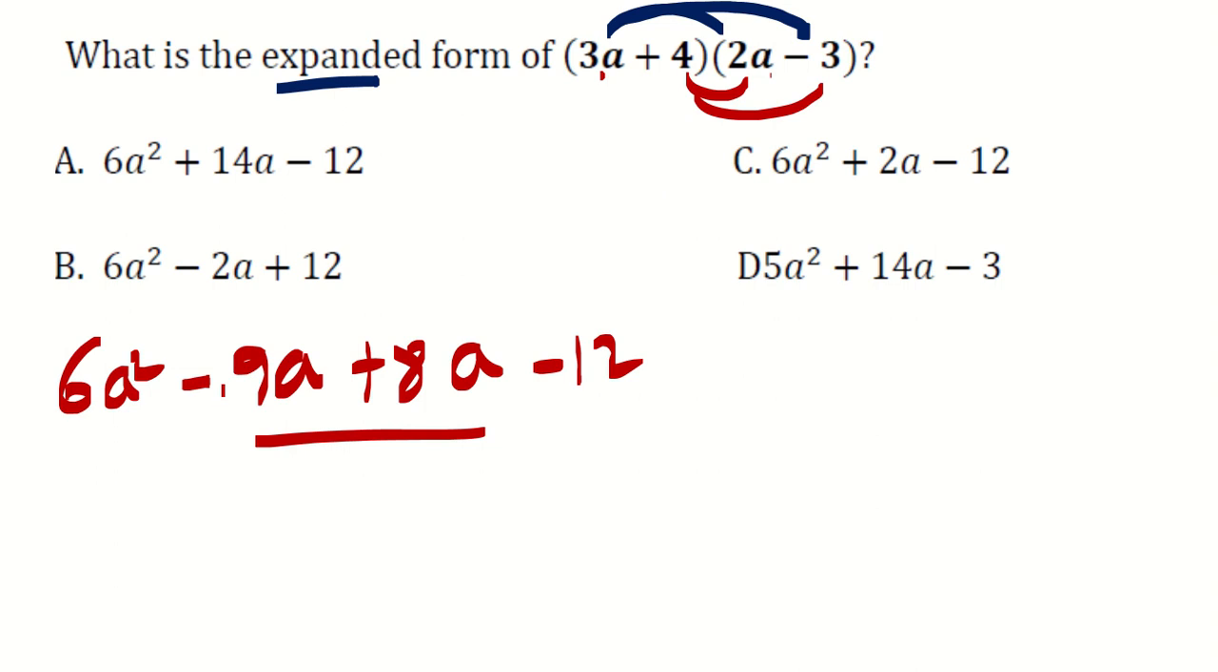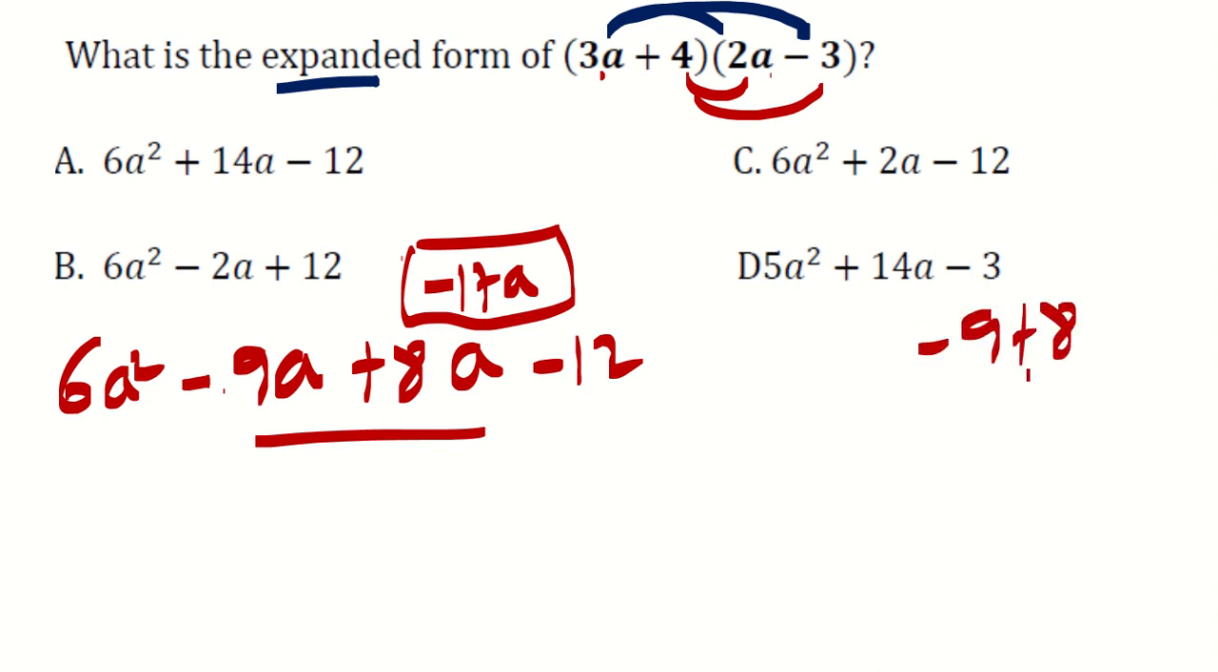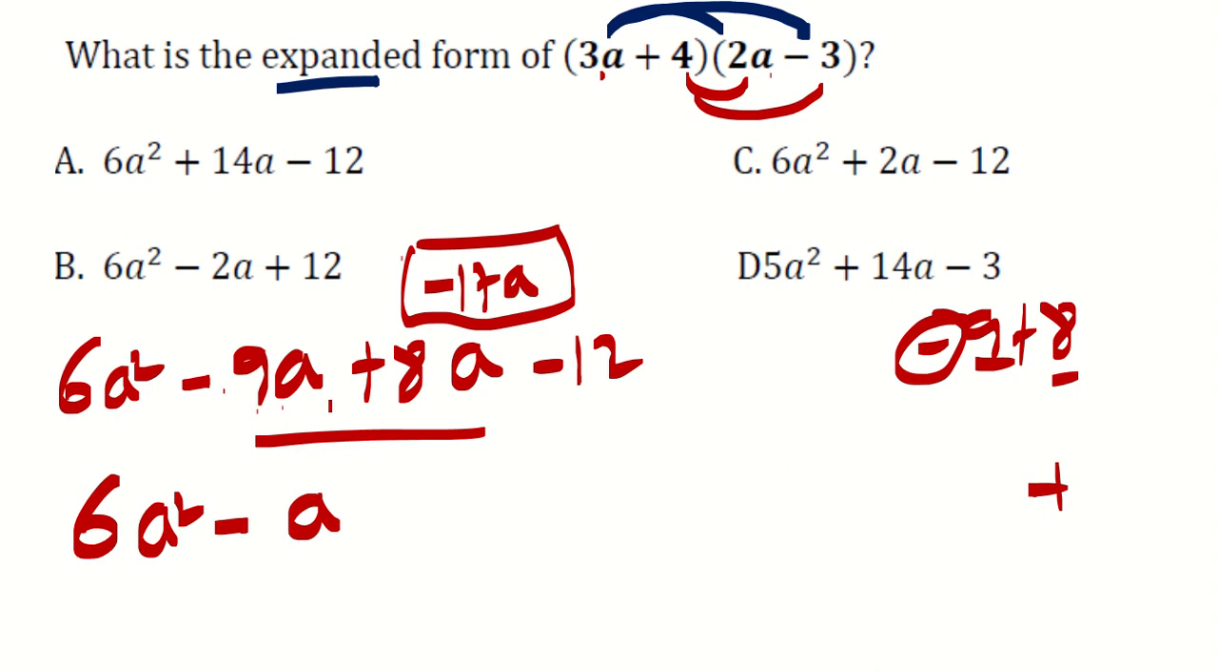Take care. Negative 9a plus 8a, most commonly students write negative 17a. How? They are adding it simply, but it's not like that. Negative 9 plus 8 means take the difference, because one is negative, one is positive. What is the difference between 9 and 8? It's 1. Then the negative goes with the larger magnitude, with 9. So it will be negative. So 6a square minus a minus 12. So the answer will be 6a square minus a. It's not.